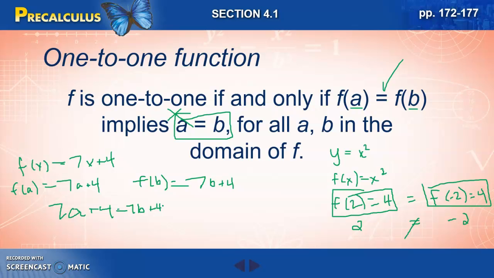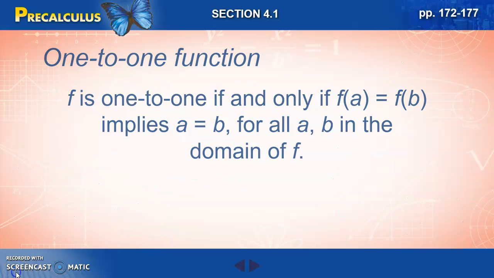And we can use our properties of algebra to solve here. I'm going to subtract 4 from both sides. That's our addition property. We're going to add negative 4 to both sides. So I'm left with 7a equals 7b. I divide both sides by 7 and I get a equals b. Hey, that was the second part of our one-to-one function definition. So 7x plus 4 is a one-to-one function.